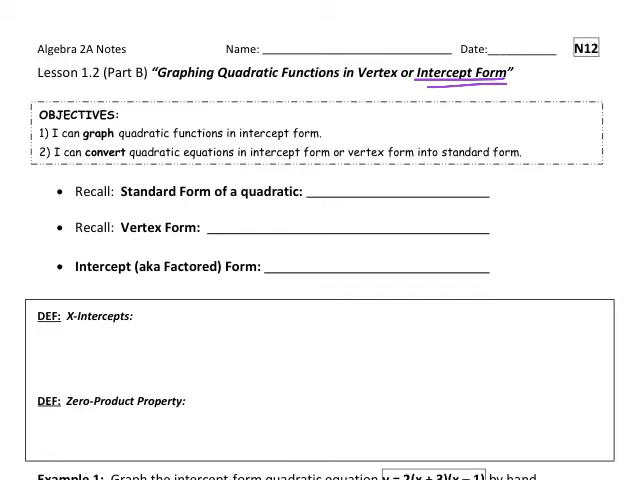You're going to be able to graph quadratic functions in intercept form, and you're also going to be able to convert a quadratic equation in intercept form or vertex form into standard form. So now we have three. After today's notes, you'll have three different forms of the quadratic. So let's recall the first two that we know.